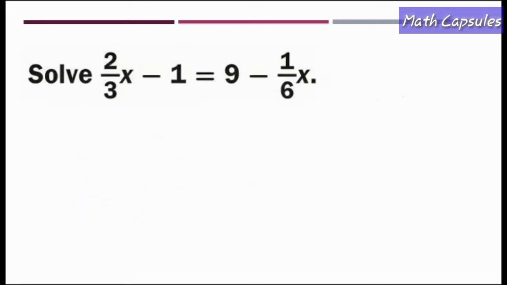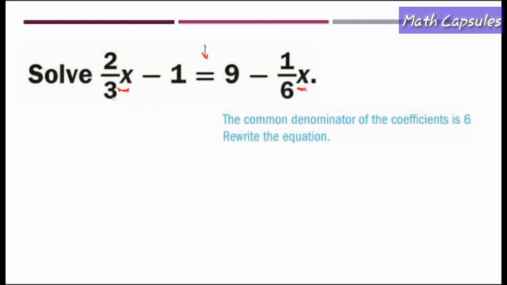Another example. 2/3 x minus 1 equals 9 minus 1/6 x. As you see here, we have x on the left hand side and x on the right hand side of the equal sign. Also, the coefficients of x are fractions. So remember, to add or subtract fractions, we first should get them to have the same denominator. So the common denominator of the coefficients is 6, of course, between 3 and 6.